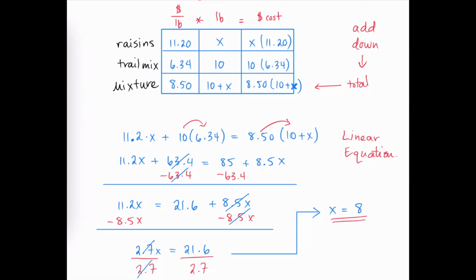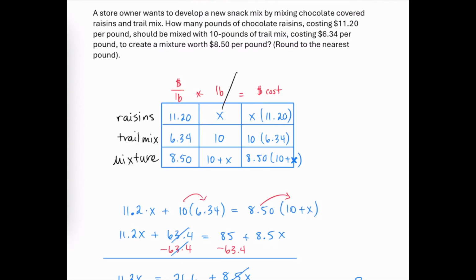Now it's time to interpret this quantity and clearly state our answer. Remember, x was our unknown quantity that was given to the number of pounds of raisins. The question said, how many pounds of raisins are needed? We came up with our x value being 8, and this is how many pounds of raisins will be contained in the overall mixture.